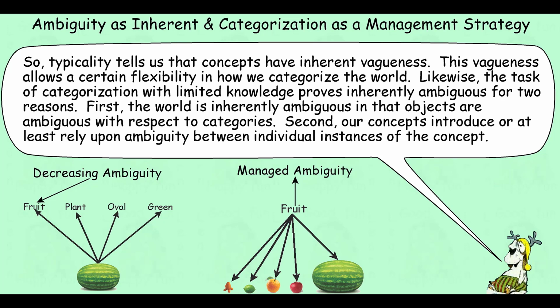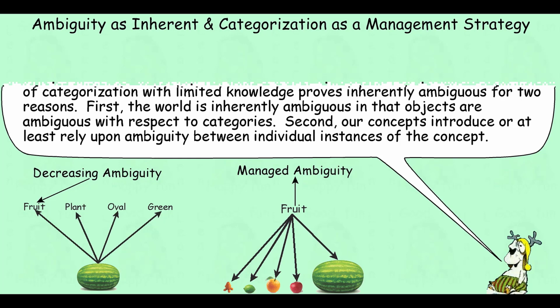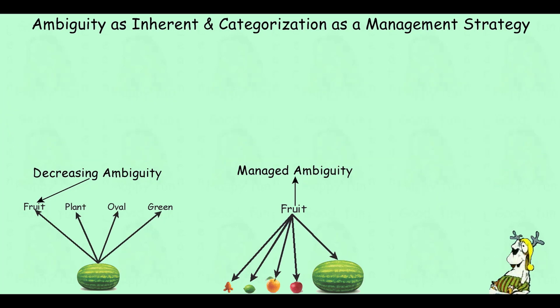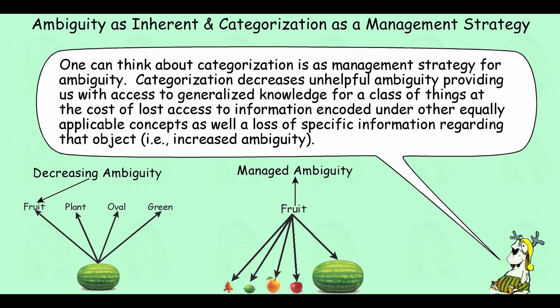That process provides access to information that is couched in that category, but that information then introduces a different kind of ambiguity. We no longer think about the individual, specific watermelon. We are thinking about it as a piece of fruit, and we don't differentiate between it and other fruits. Hence, it is now ambiguous in relation to all other instances of fruit. As a result, we can see that categorization is an ambiguity management strategy.